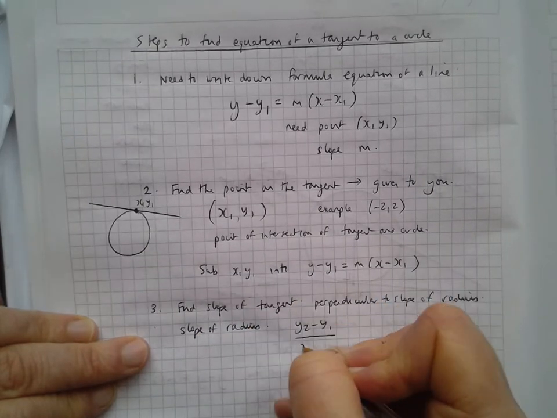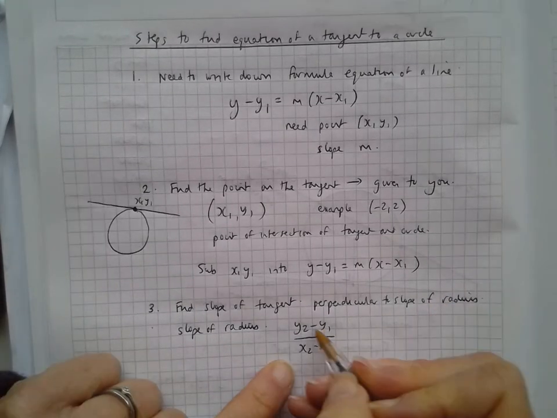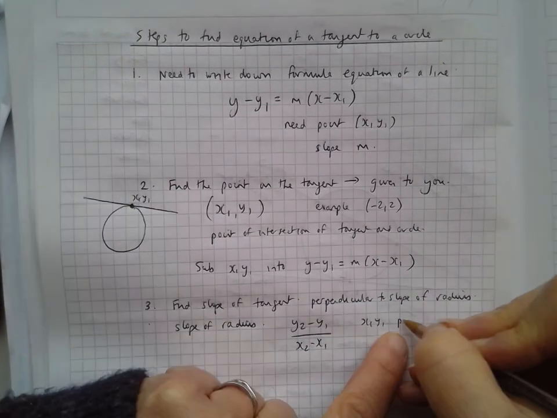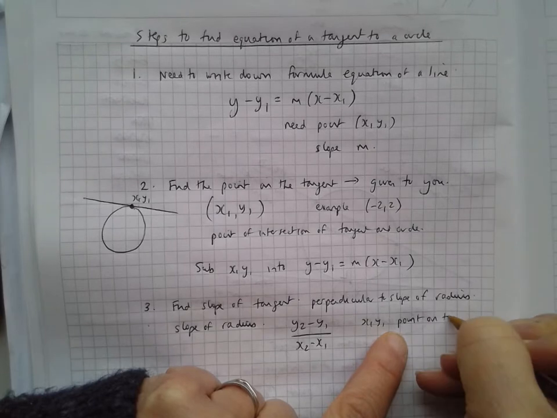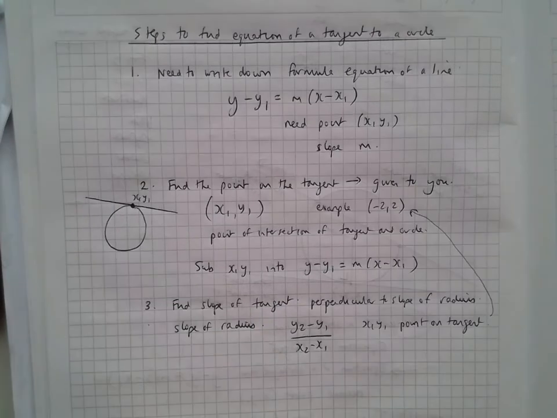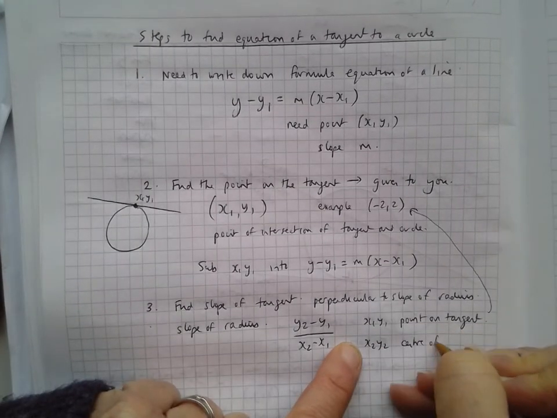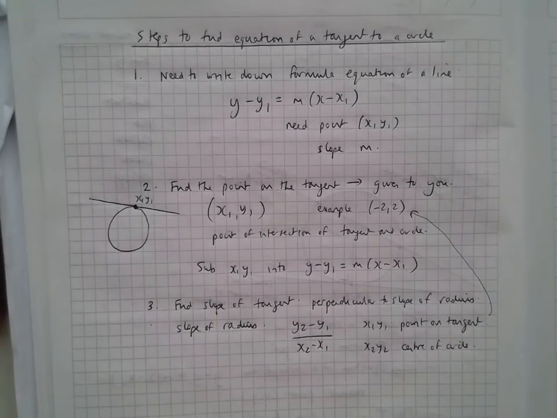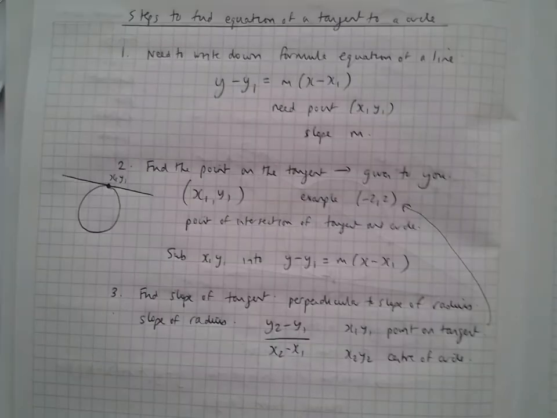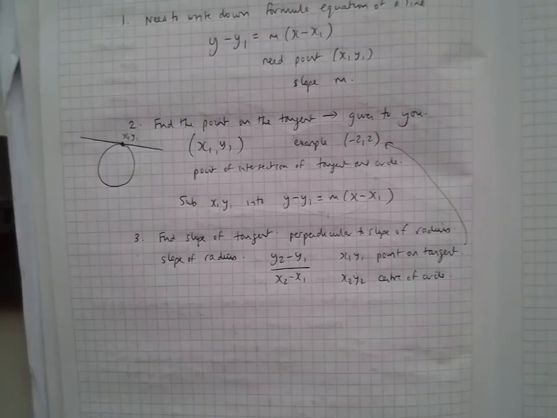Now, which points will we use for this? x1, y1 will be the point on the tangent, which was up here. Okay? And x2, y2 will be the center of the circle, which usually, or often anyway, will be 0, 0. So we're going to find the slope of the radius using the center of the circle and the point on the tangent.